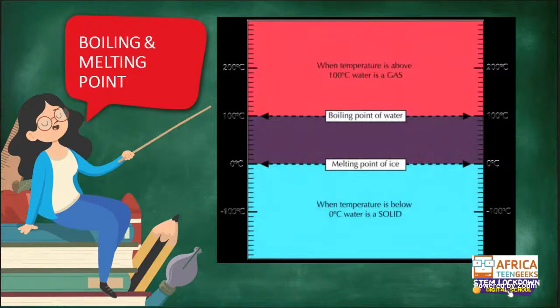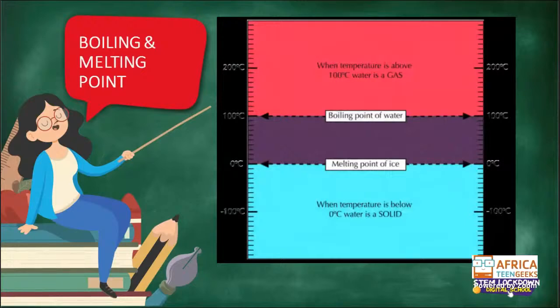Now, let's go to 0 degrees Celsius. At minus 100 degrees Celsius, the water is a solid. But when the water is at what? 0 degrees Celsius, then the ice will begin to melt.